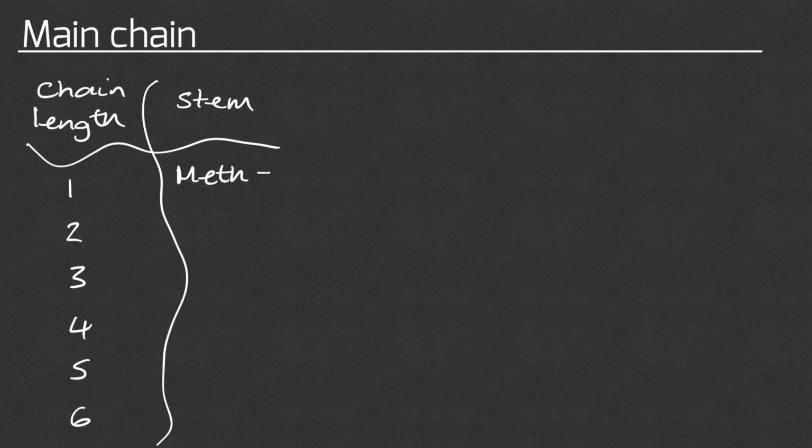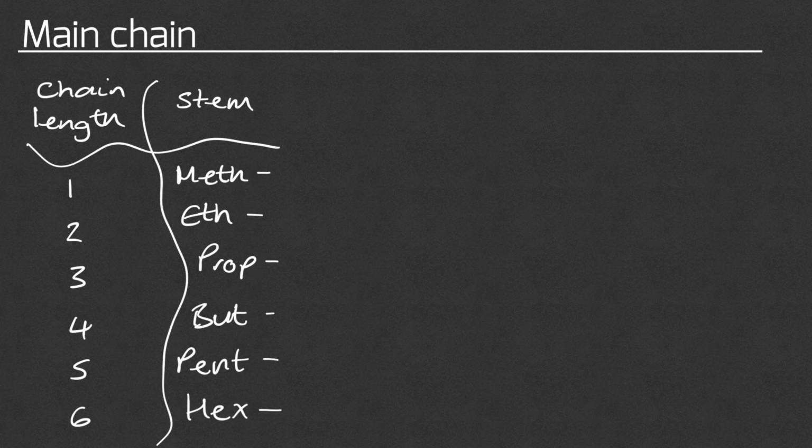If a molecule has 1 carbon in the chain, the stem of the name would be meth. So for example, from GCSE, you'll be aware there is methane. If we've got 1 carbon, we use the stem meth. 2 carbons give the stem eth. 3, prop. 4, but. 5, pent. And 6, hex.